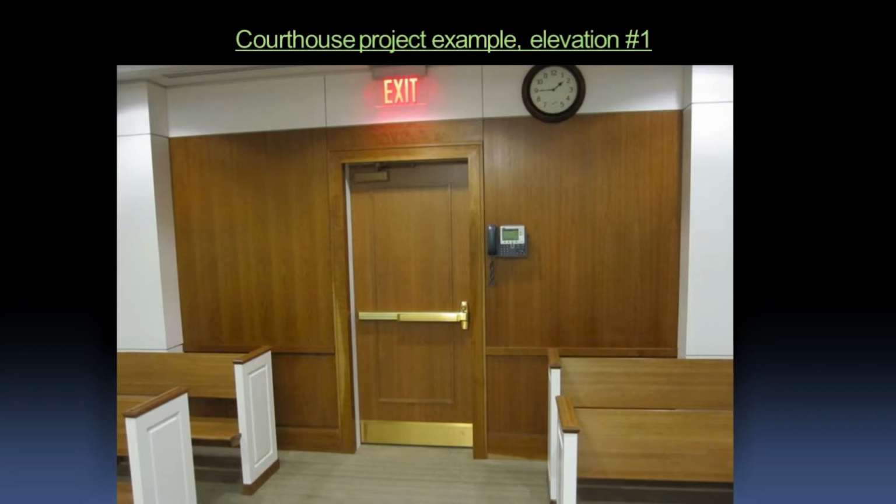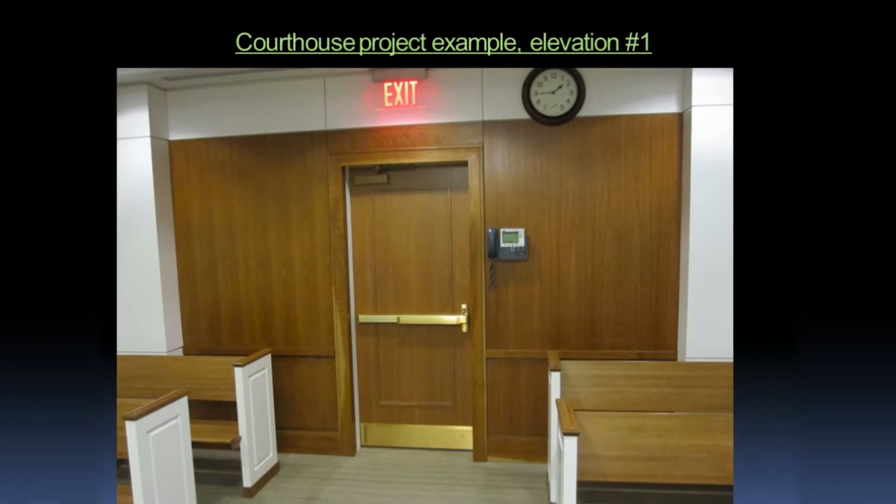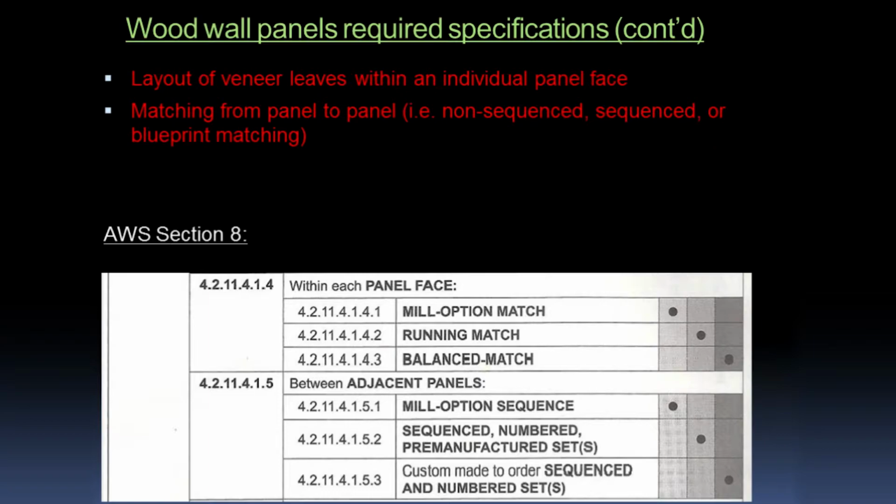So we've got the species, cut, and matching between adjacent veneer leaves. Now we're on to points 4 and 5 of our checklist, which concerns matching of veneer within each panel face and matching at the transition between adjacent panels. If there are no specifications regarding matching within the panel face, then the premium grade default in the AWS is for balance matched veneer, as you can see by the dot in the right-hand column there.